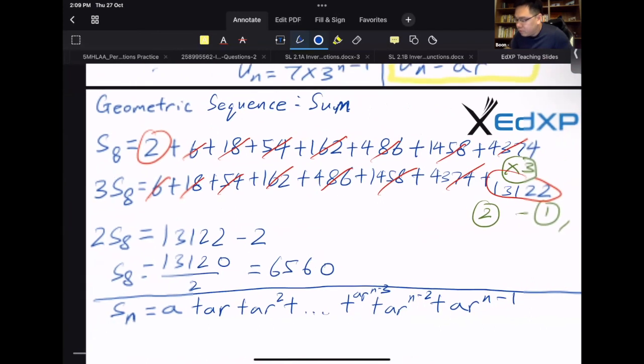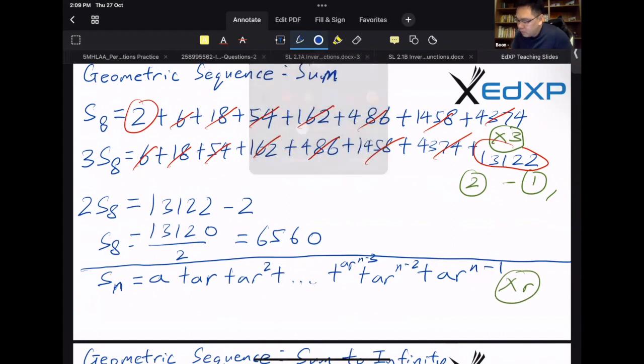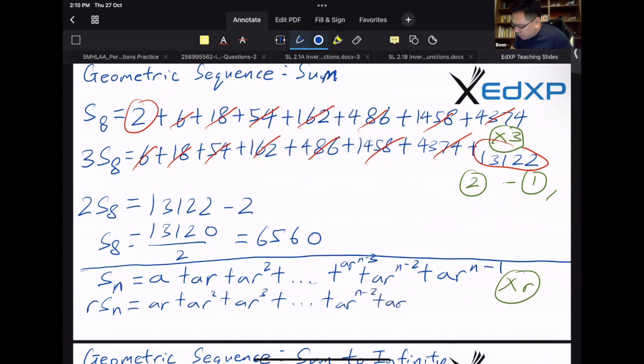Same thing, I'm going to do what I did previously: multiply by the common ratio. So on the left-hand side I have r Sn, which is ar plus ar squared plus ar cubed all the way to ar to the n minus 2 plus ar to the n minus 1. And there's going to be an ar to the n over here. That's the last term. Then I'm going to take equation 2 minus equation 1.